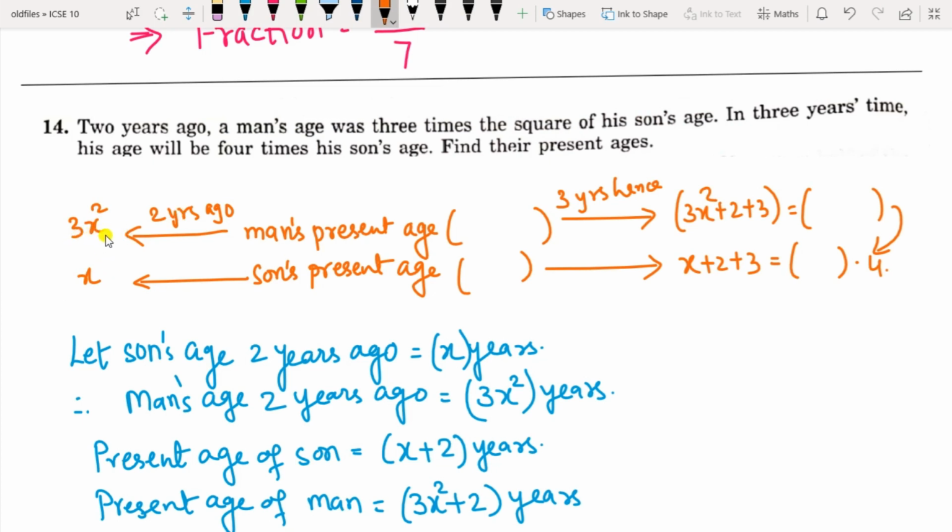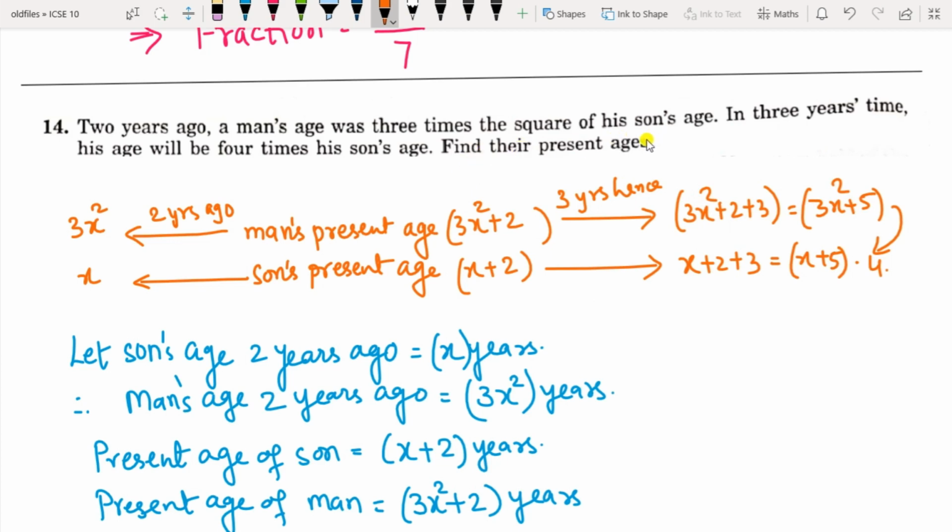So 2 years ago this was their age. Now we have to bring it to the present age, so you have to add 2 years. So present age will be, for the man it is 3x square plus 2 and for the son it will be x plus 2. Right? Then in 3 years time, his age will be 4 times his son's age. 3 years time means next 3 years, or it will also be written as 3 years hence. Hence means further 3 years. So you have to add 3 years to the present age. So this will become now 3x square plus 5 for the man and x plus 5 for the son.